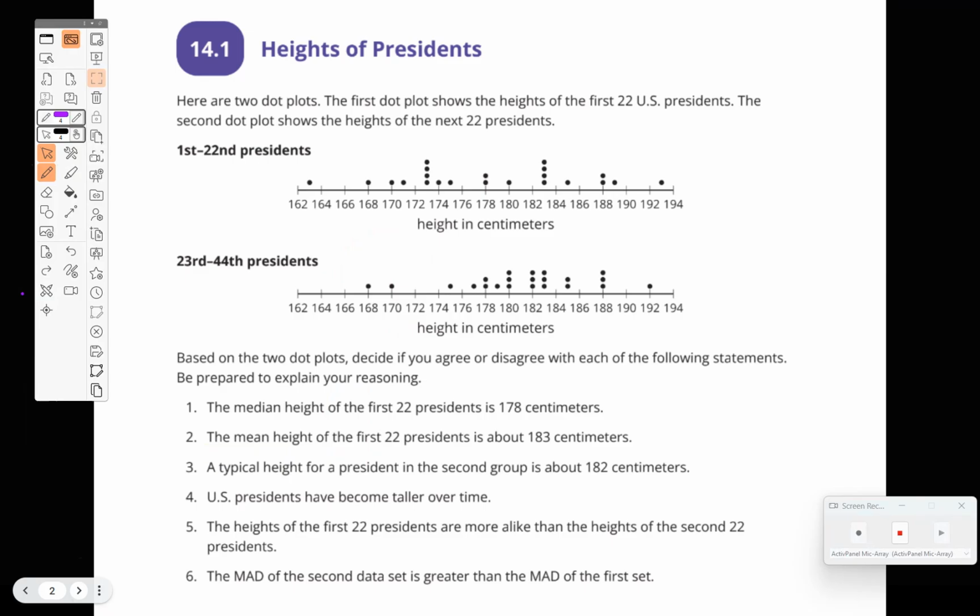Can you kind of tell that if we were to start ticking these off, where would we land? 178. And technically, we actually did tick them off in the first class. And yeah, it really is the middle. It has the same number of data values less than and greater than 178. The mean height of the first 22 presidents is about 183.